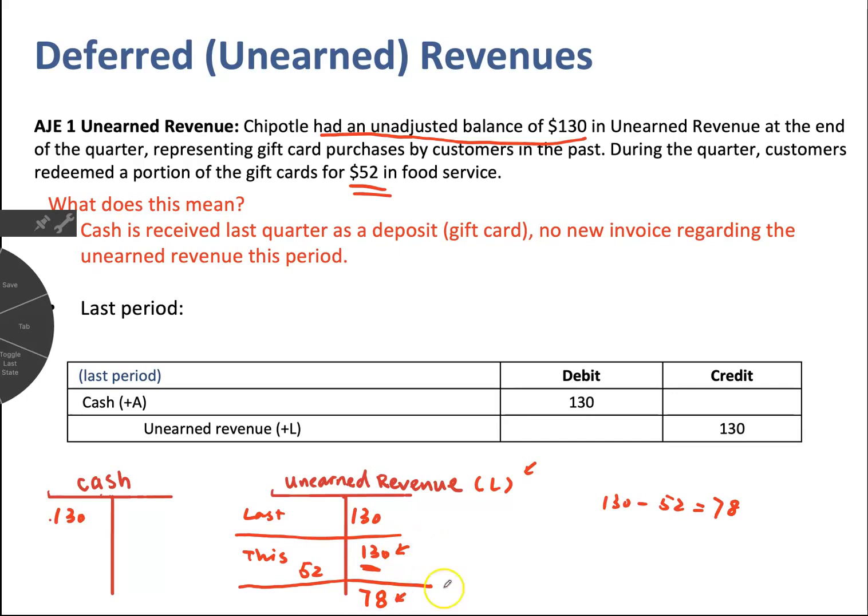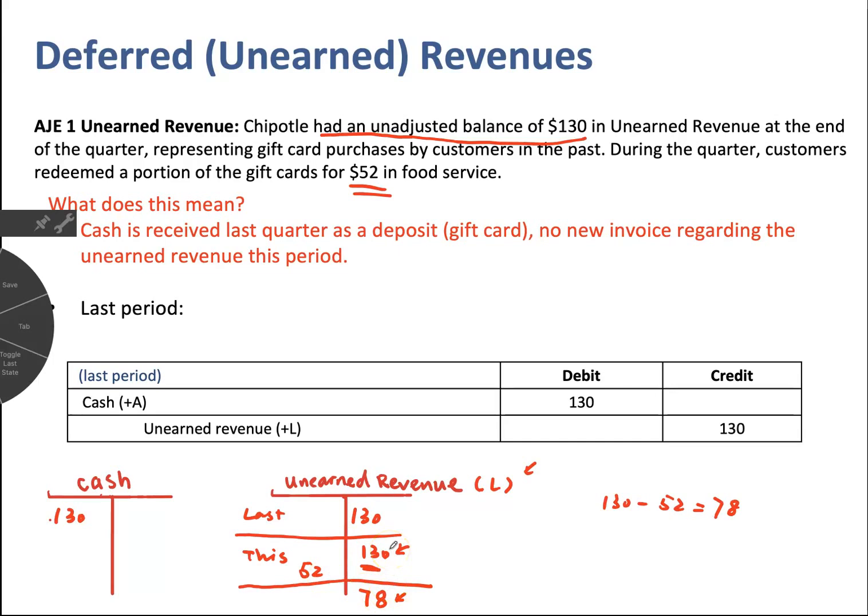At the beginning, I said some of the unadjusted balances are not correct. Why are they not correct? Because they do not reflect the economic fundamentals of the firm. For example, this $130 does not reflect the real liability that the company has. So the real liability is $78, which is $52 less than the 130.